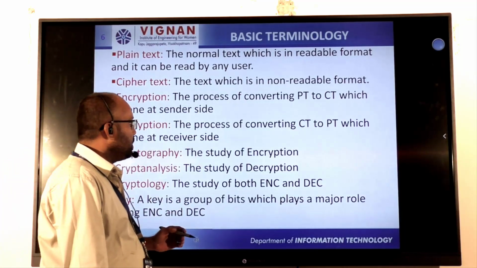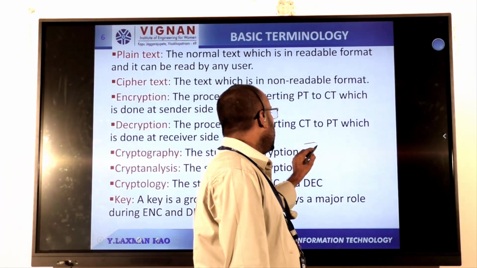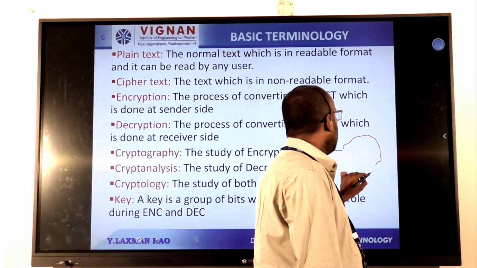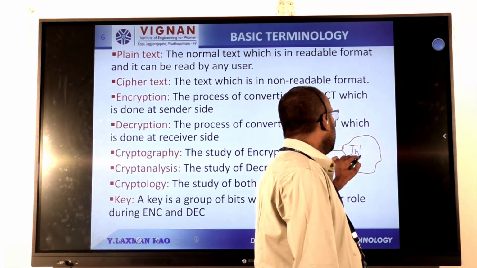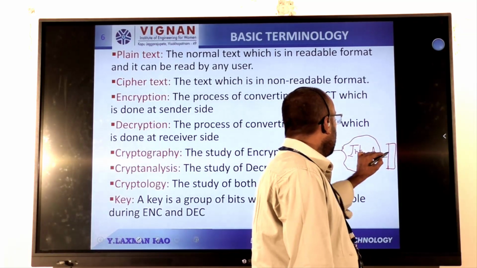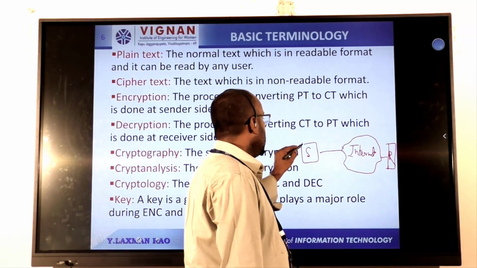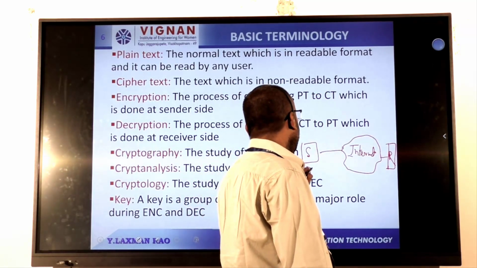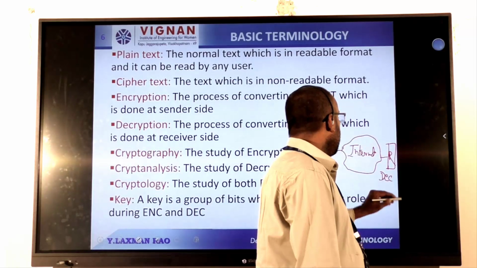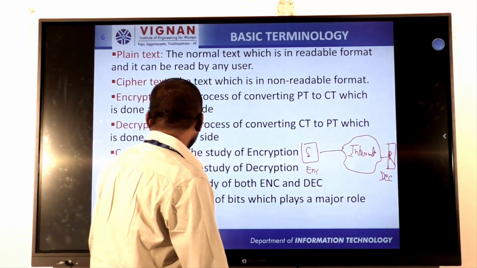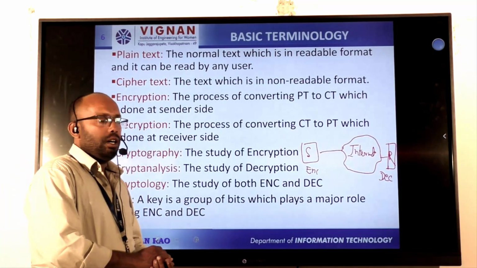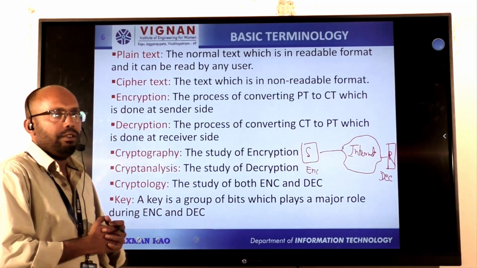As we already know, we have seen this diagram. Here we have the sender, here we have the internet, and we have the receiver. From the sender side we do encryption, and at the receiver side we do the decryption. These are the two operations. Now coming to cryptography, it is nothing but the study of encryption.